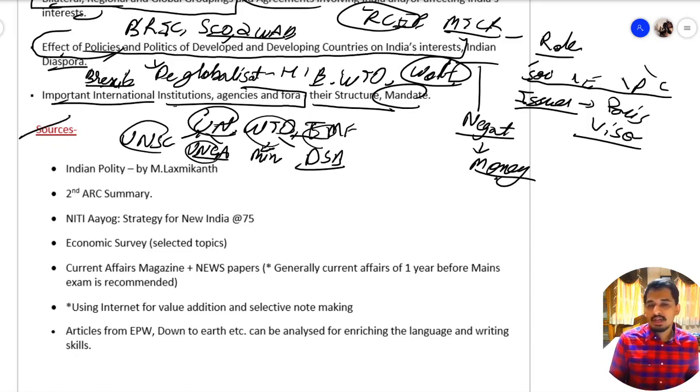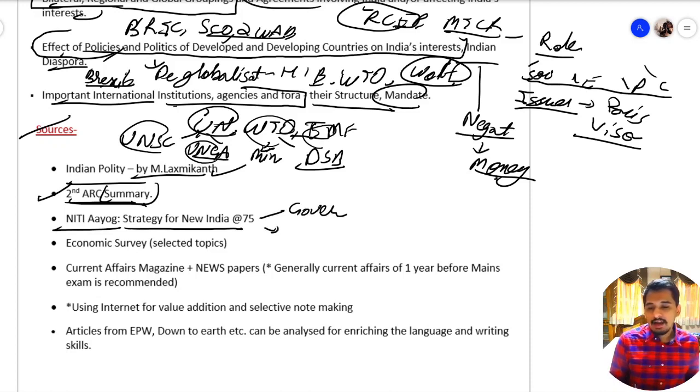Then we have sources. I have tried to keep them in brief as much as I could. So for polity, we have Indian Polity by M. Lakshmikant. For governance, you can have the second ARC summary. Please do not read the whole second ARC, just the summary. Then we have Niti Aayog Strategy for New India. This will help us for governance, and health, education, and human resource, and the various other policies can be read from it.